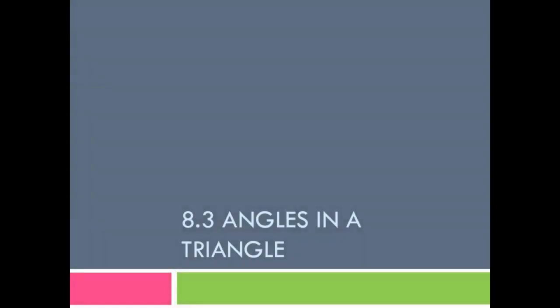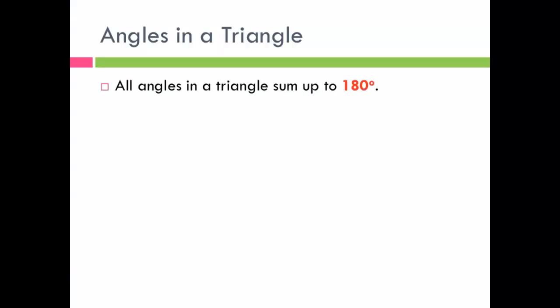Today we're going to continue our study with angles by talking about angles in a triangle. So the one thing you'll really want to remember here is that all angles in a triangle sum up to 180 degrees. Let's take a look at example 1.